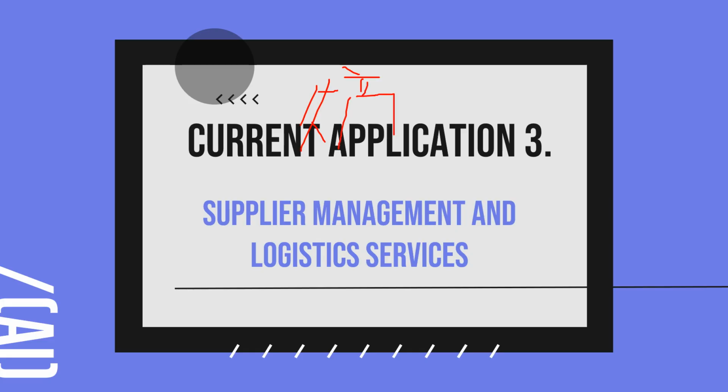Left hand side is the fire. 商 means the business. Okay. Higher availability. 价动率. Sometimes they call the entropy. Okay. Entropy 商. Okay, application 3 is supplier management and logistics services.